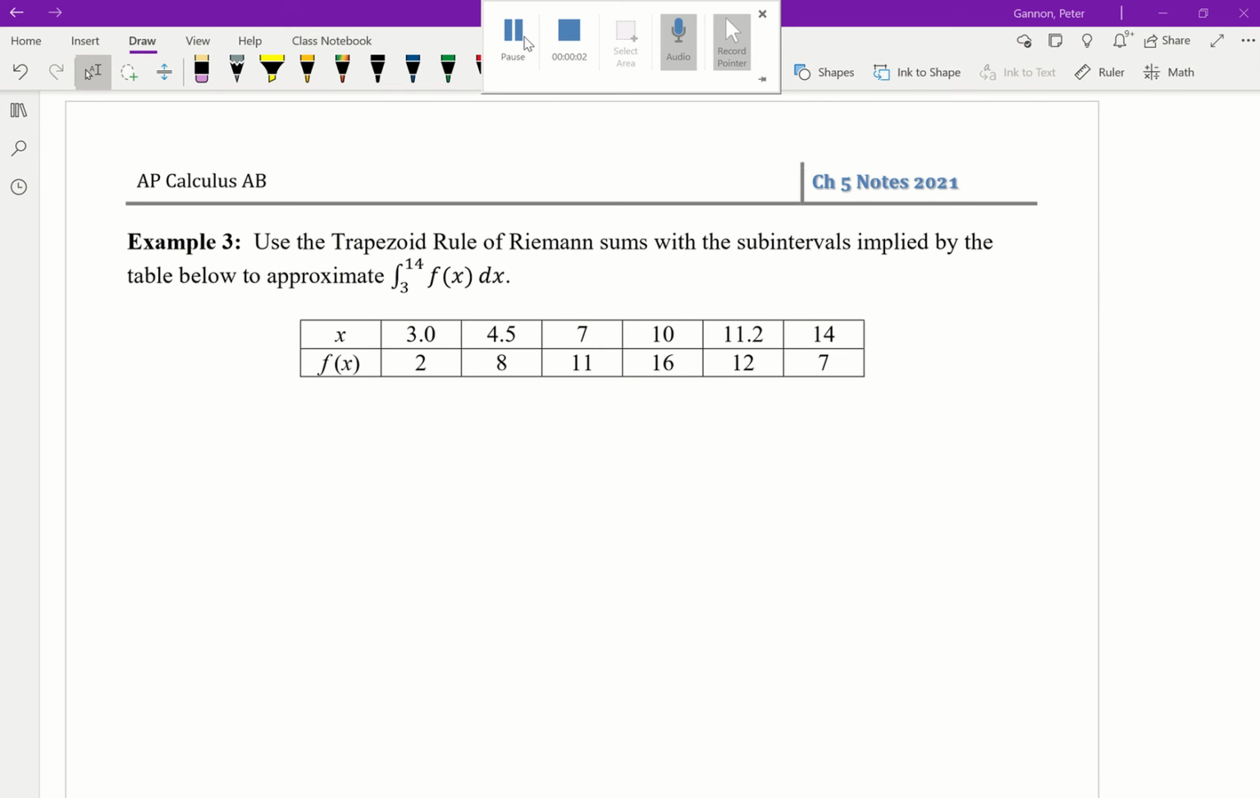Welcome to part 2 of the 5.4 notes. All right, guys, so what I think you should do in this case is go ahead and pause the video and give example 3 a try on your own. See what you come up with.